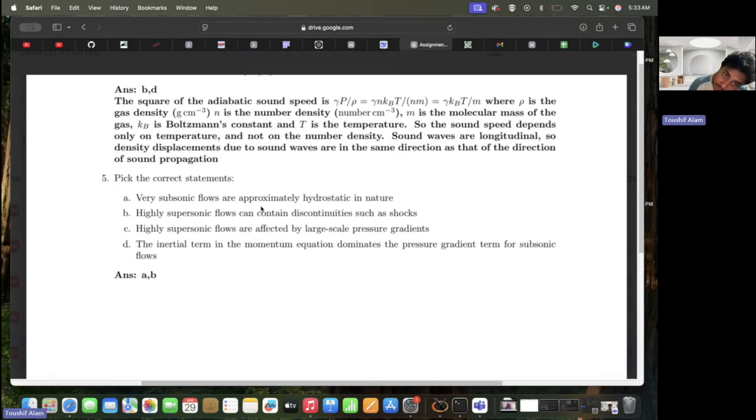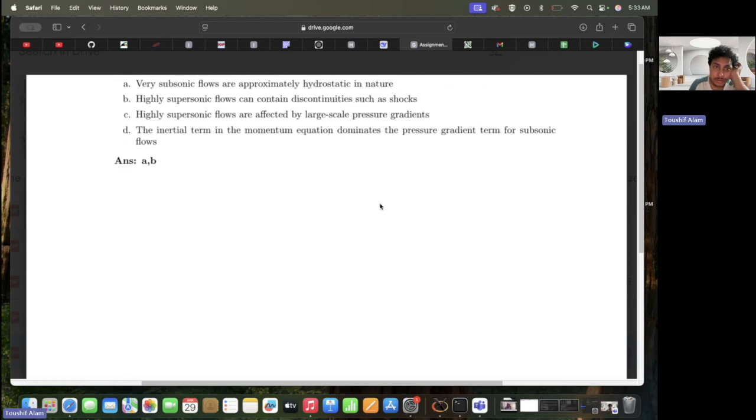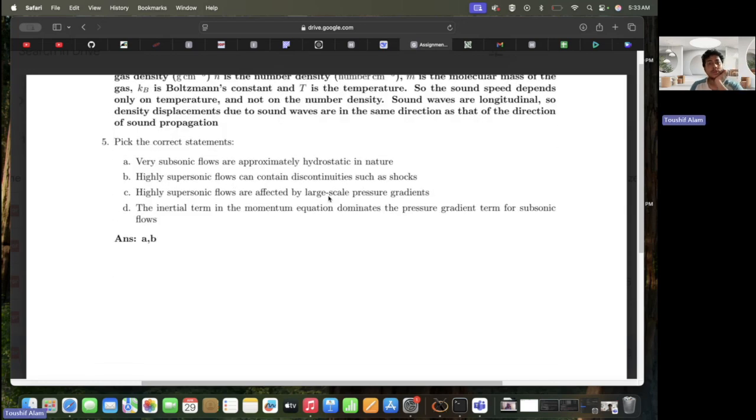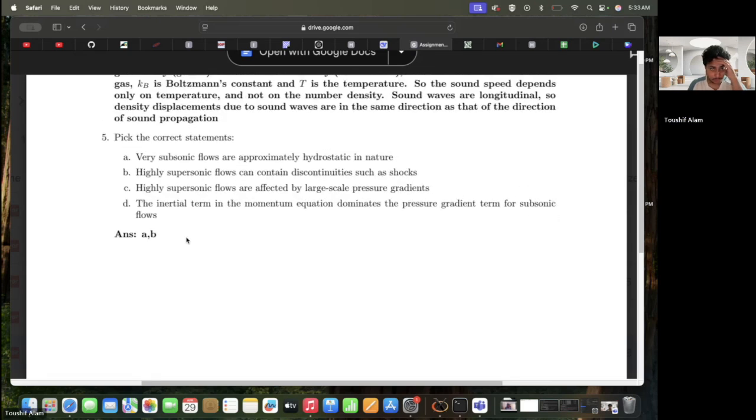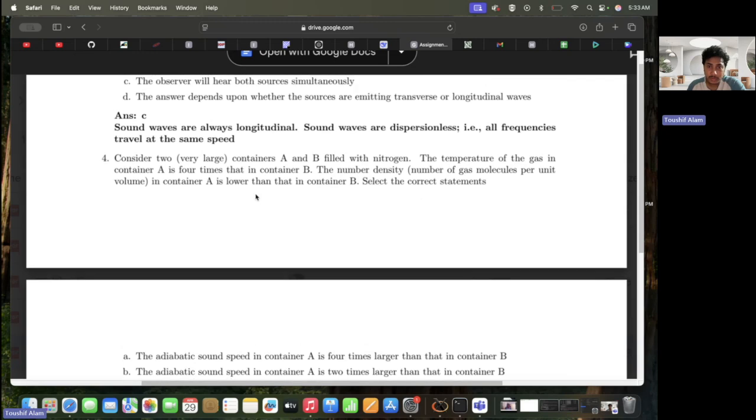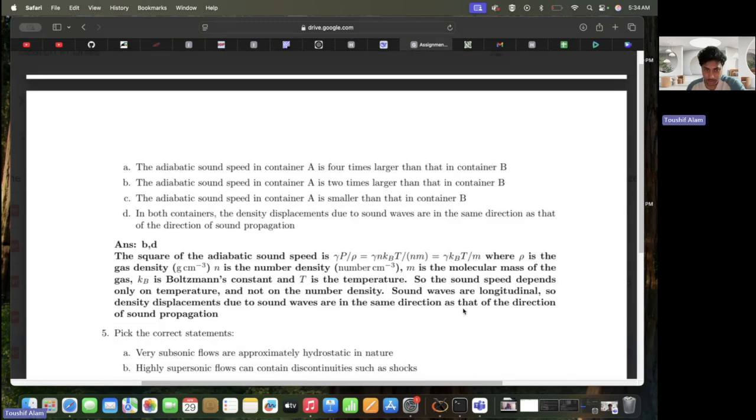Now the correct statement: very subsonic flows are approximately hydrostatic in nature. Highly supersonic flows can contain discontinuities such as shocks. Highly supersonic flows are affected by large scale pressure gradients. The inertial term in the momentum equation determines the pressure gradient term for subsonic flow. So very subsonic flows are approximately hydrostatic in nature, we know this, and highly supersonic flows can contain discontinuities such as shocks. I think we have already come across terms like shock, so you will understand this. They are very basic questions and equations. This is a very important thing.